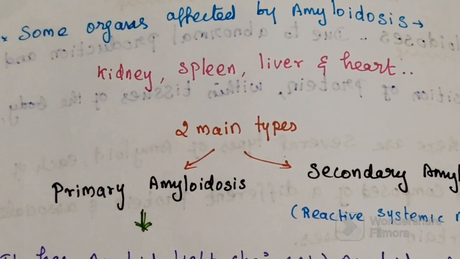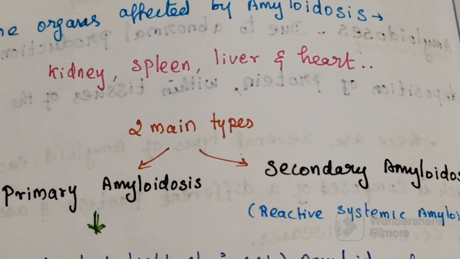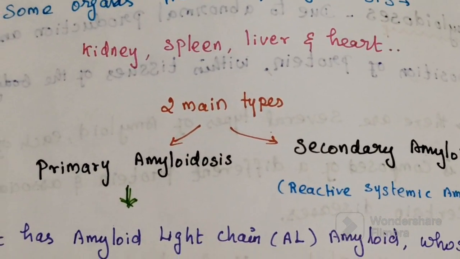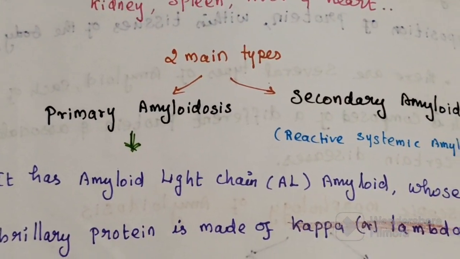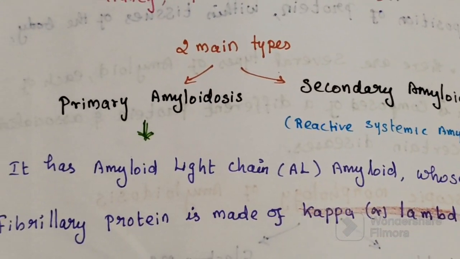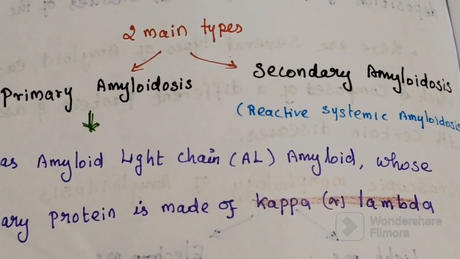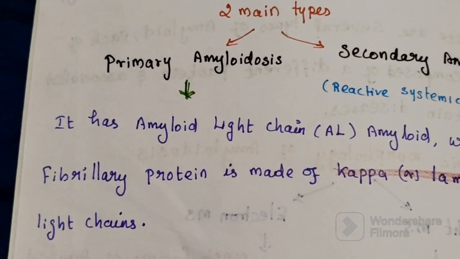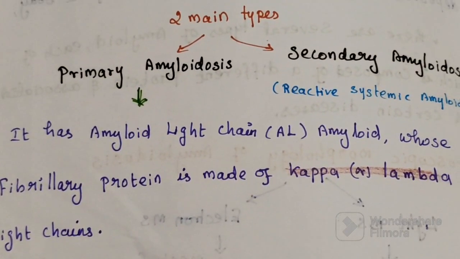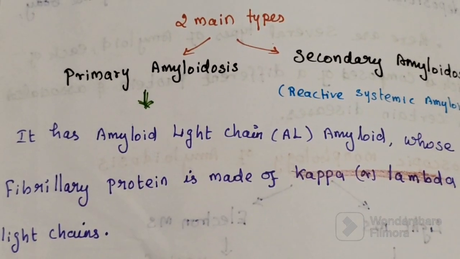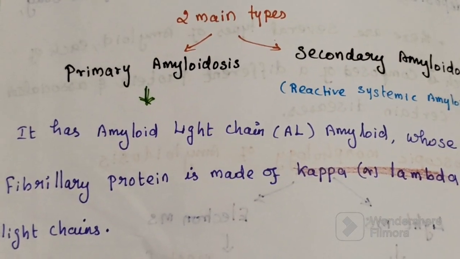There are two main types: primary amyloidosis and secondary amyloidosis. Primary amyloidosis is light chain deposition, called AL amyloidosis, whose related protein is made up of kappa and lambda light chains.